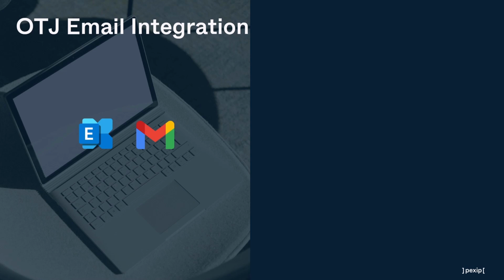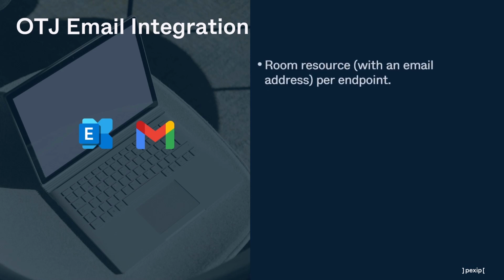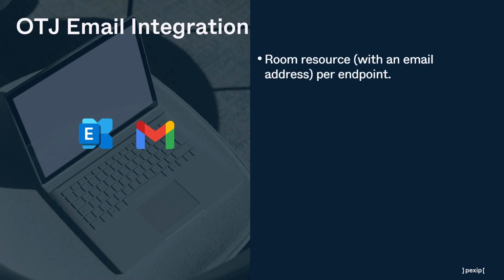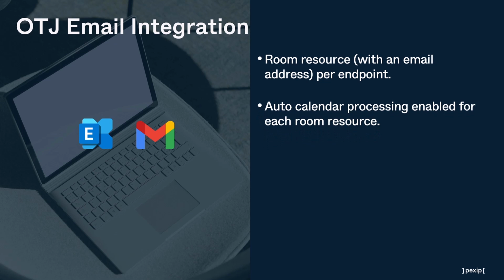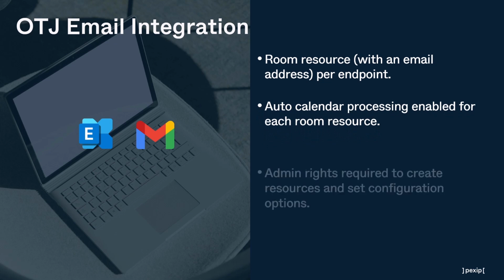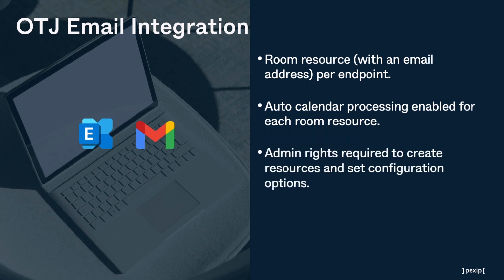The first step in configuring OTJ is to configure the email platform you are integrating with. At a high level, each physical room that will have a one-touch join endpoint needs an associated room resource with an email address. Enable auto-calendar processing for each room resource.